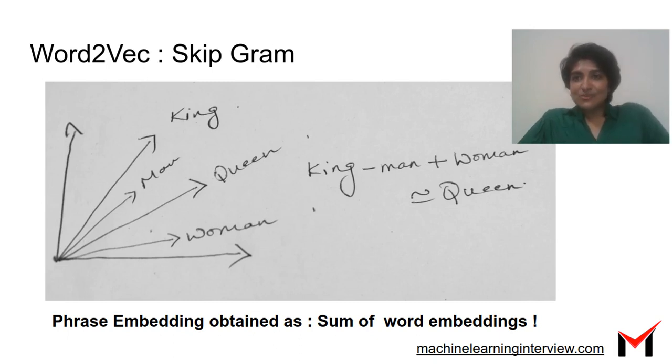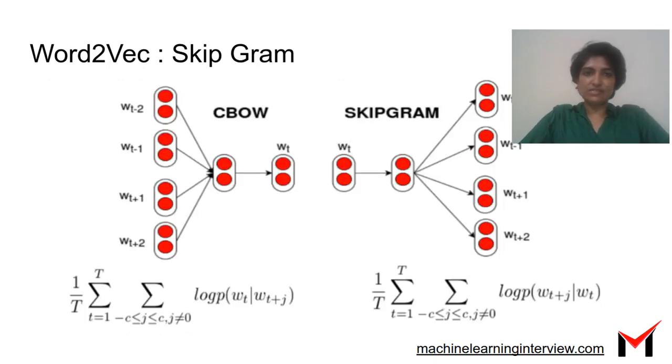How cool is that? That's very easy, right? And that's one of the reasons why word2vec became very popular. So I can get a sentence embedding by just adding up all the word embeddings in the sentence. That's one way to do it. There are more sophisticated ways to do it, but the simplest way also gives some sort of reasonable results, as we will see.